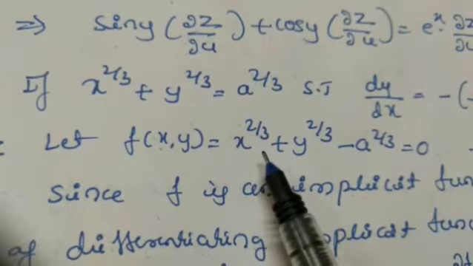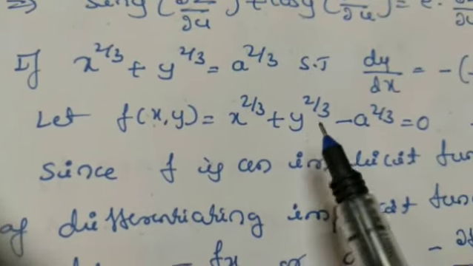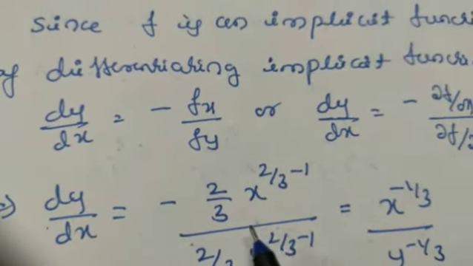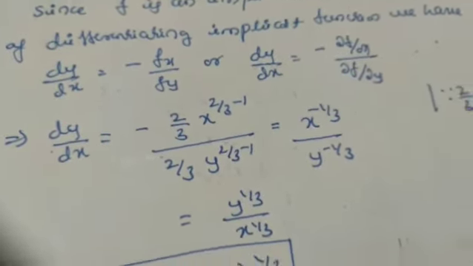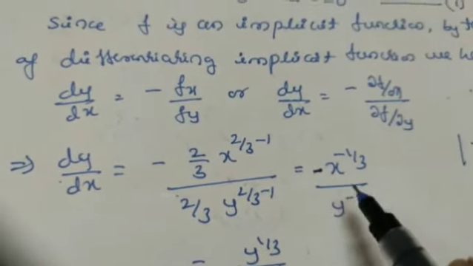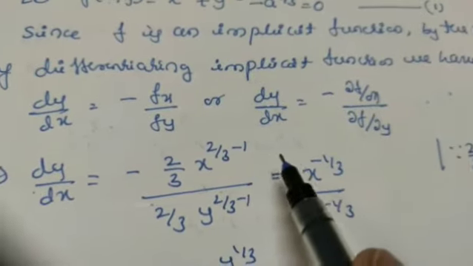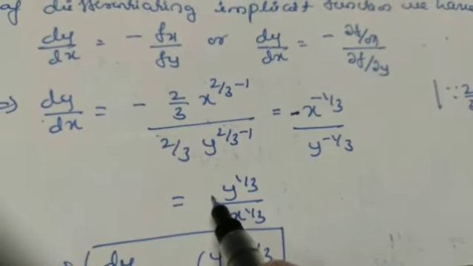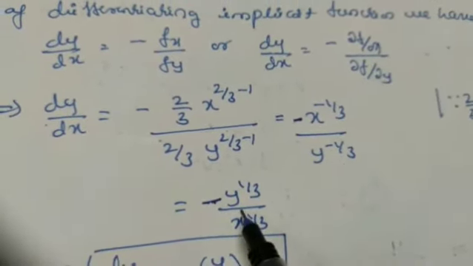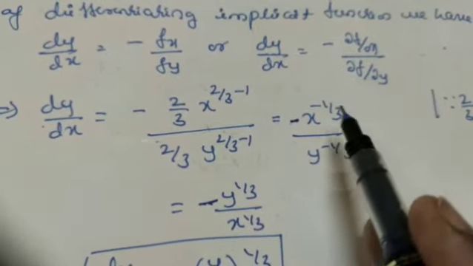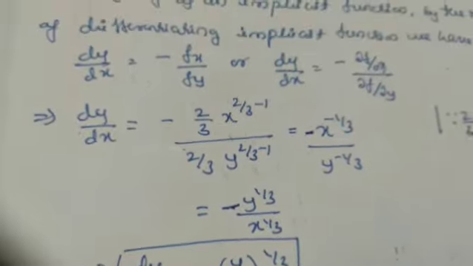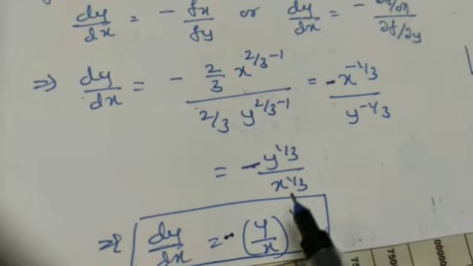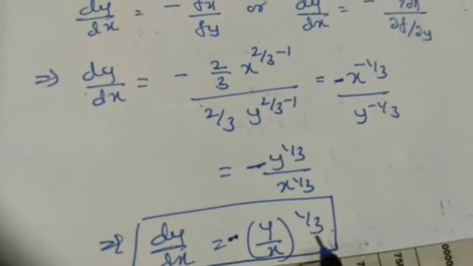the derivative of x to the power of 2 by 3 is 0. The derivative of y to the power of 2 by 3 is 2 by 3 into y to the power of 2 by 3 minus 1. So 2 by 3 gets cancelled. It is equal to minus x to the power of minus 1 by 3, since 2 by 3 minus 1 is minus 1 by 3, divided by y to the power of minus 1 by 3. Take the reciprocal of these two. Take this one in the numerator, it is y to the power of 1 by 3, and this in the denominator becomes positive x to the power of 1 by 3. So this implies dy by dx is equal to minus, both are having the same powers, we can take this as (y by x) raised to 1 by 3.